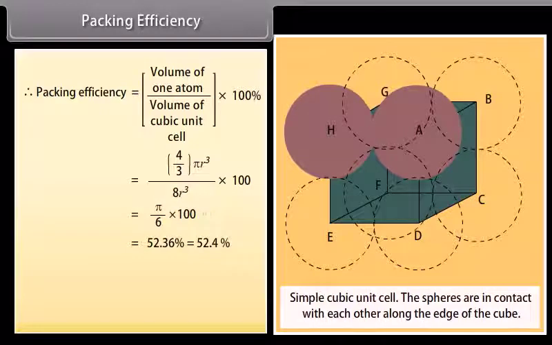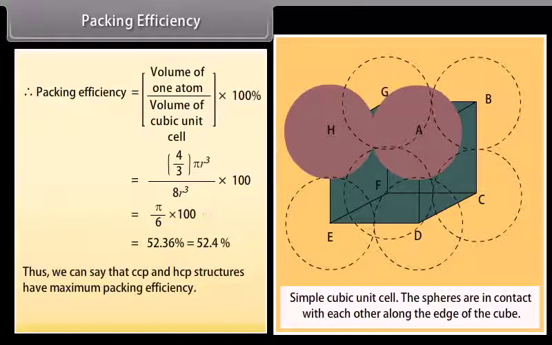4/3 πr cube upon 8r cube × 100, which is equal to π/6 × 100, which equals 52.36%, which is equal to 52.4%. Thus, we can say that CCP and HCP structures have maximum packing efficiency.